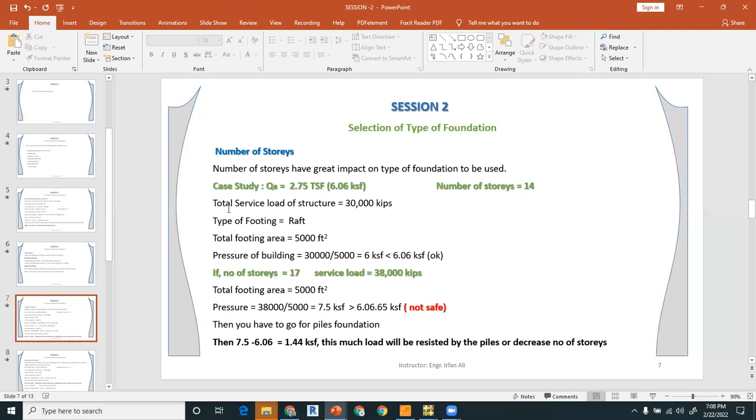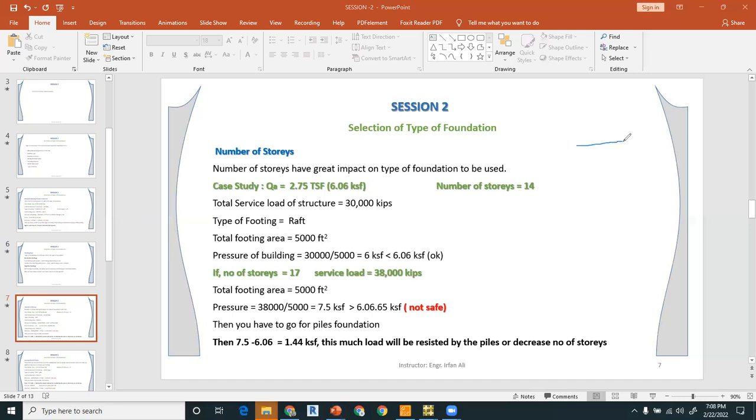So this is what will normally come if you design your actual structure for a 14-story building, with normal grids of 20 by 20 or 20 by 25. The total service load coming from the superstructure will be equal to 30,000 kips. And the type of footing you have selected is raft. And the total available footing area is 5,000 square feet, right?